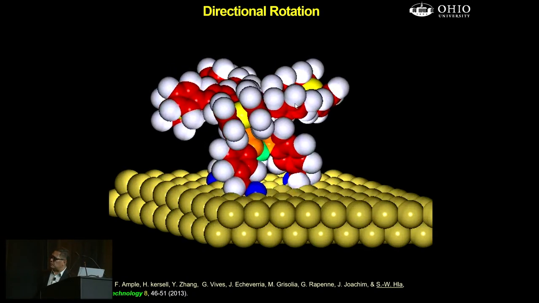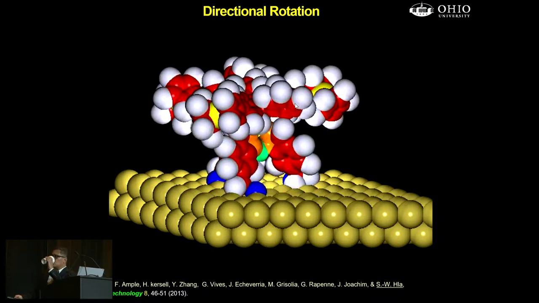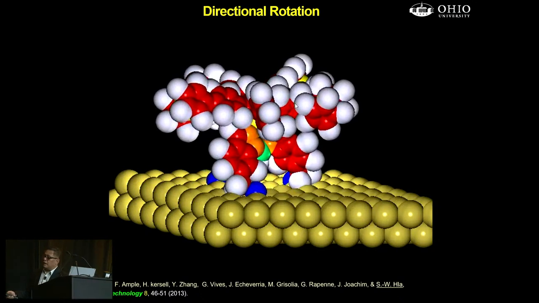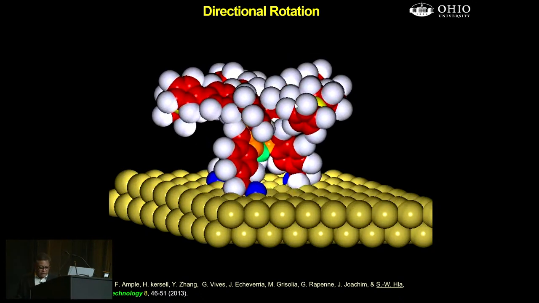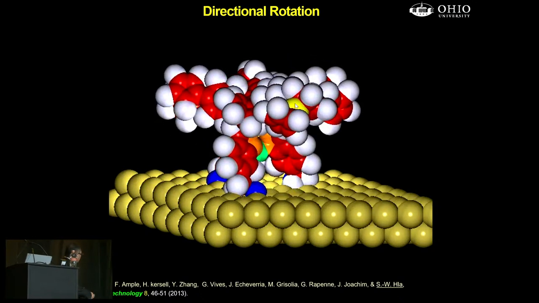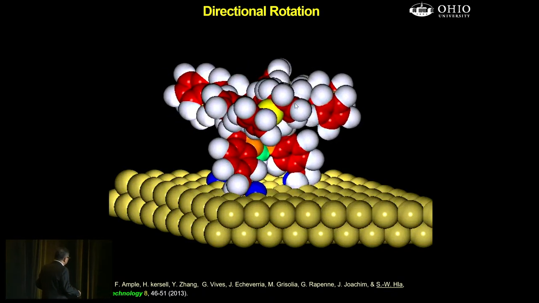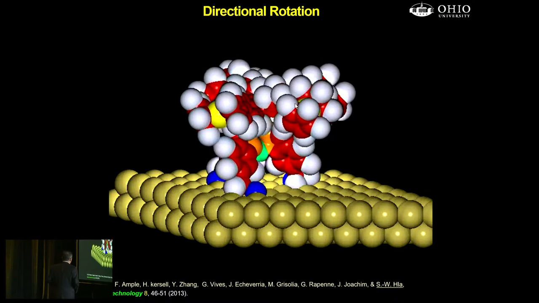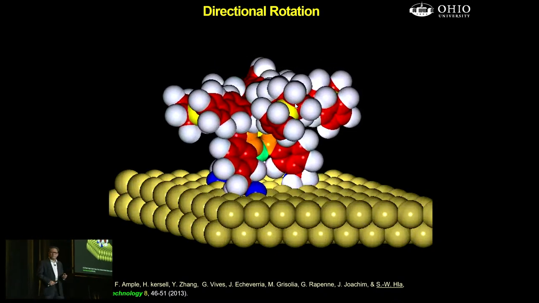And please notice a lot of movement at the leg here. You see that the legs are very flexible when we are rotating this. And this calculation was done with 0.01 degree steps. It took 6 months to calculate by using the supercomputers.